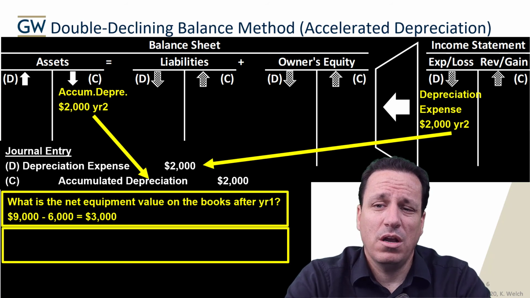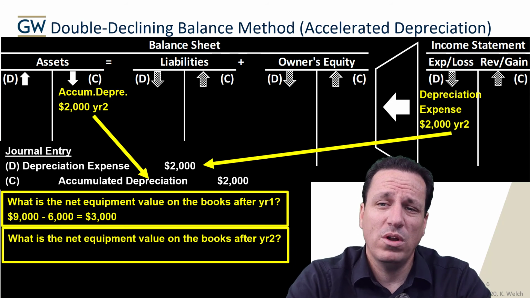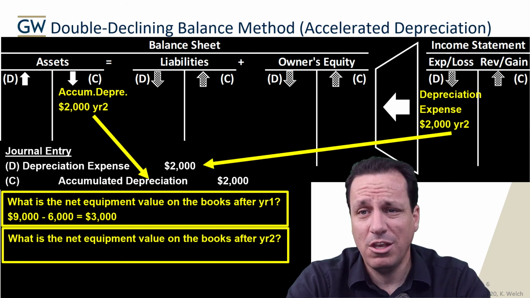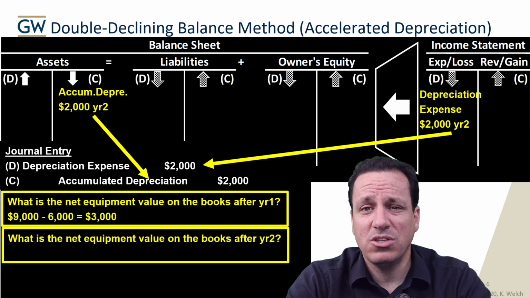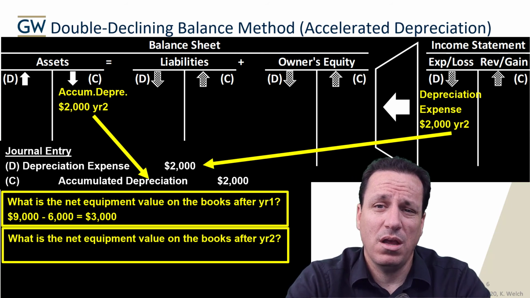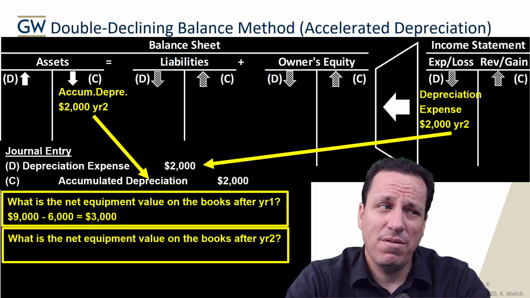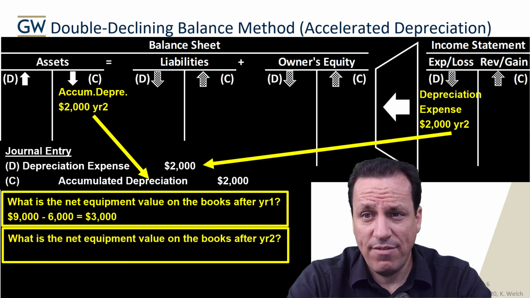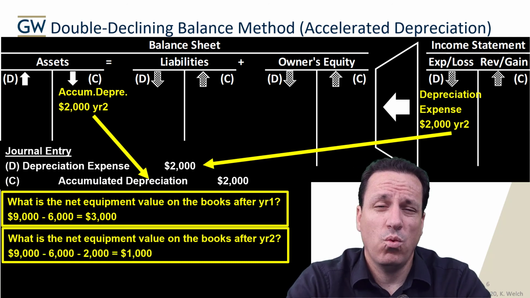And the question comes, well, what is the net equipment value on the books after year 2? Well, what did we buy it for? And what's the accumulated depreciation balance? Well, we reported $6,000 of accumulated depreciation the prior year. This year we reported 2. So that means we bought it for 9. Then the total that we have on our accumulated depreciation is 8. So the net equipment value is $1,000.